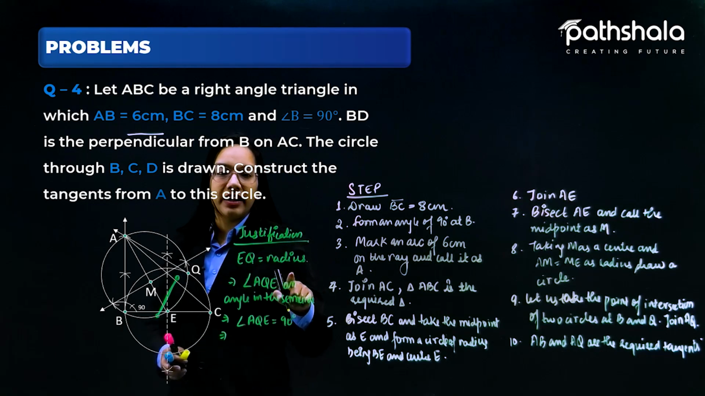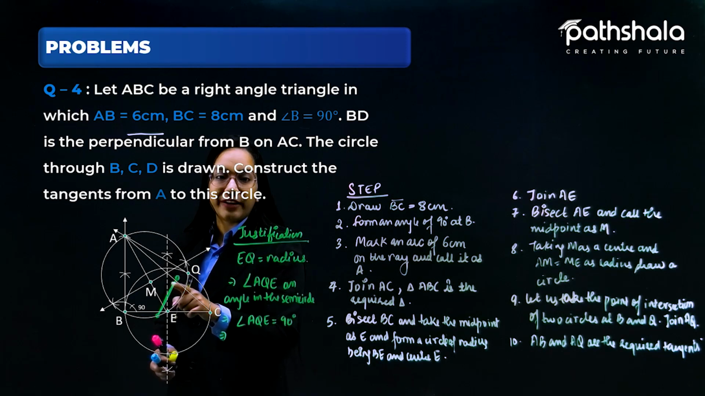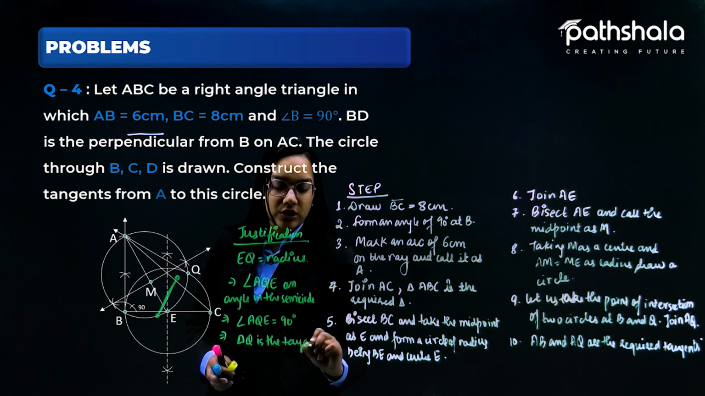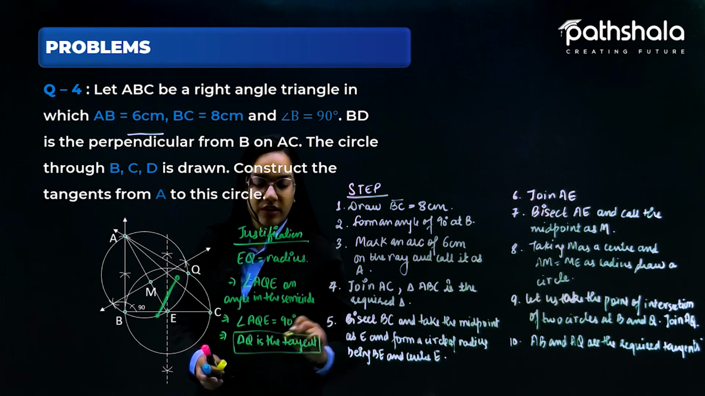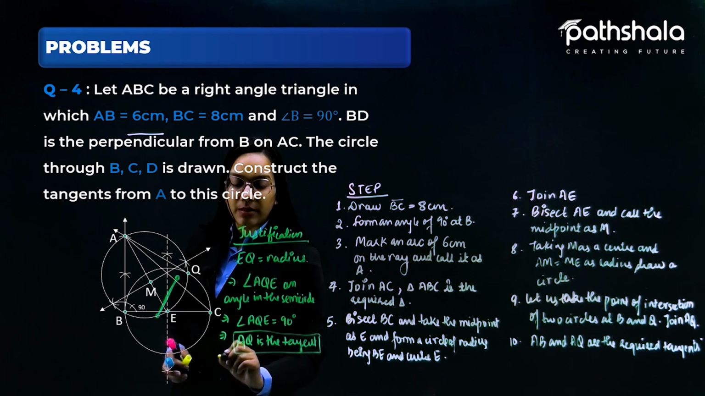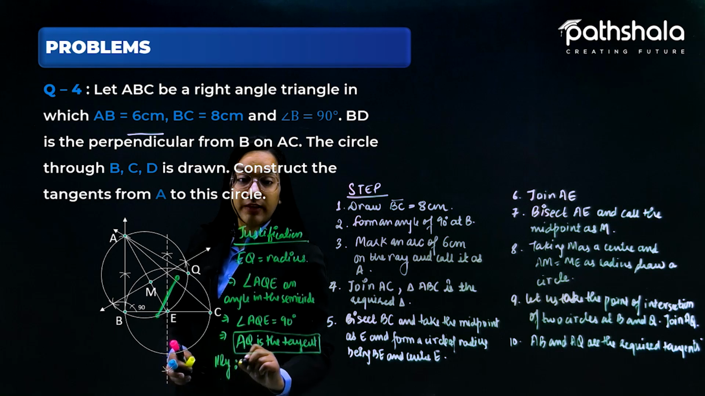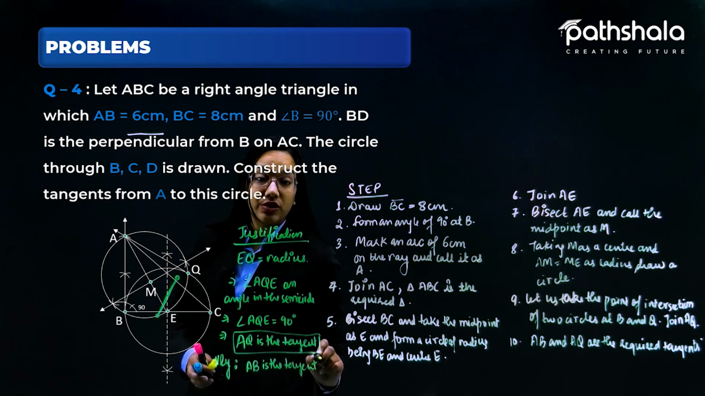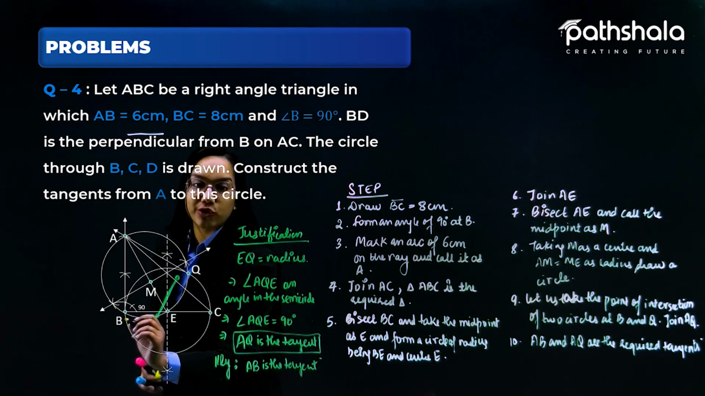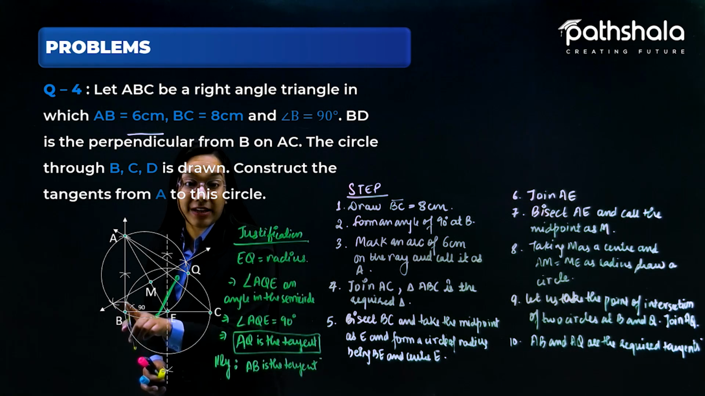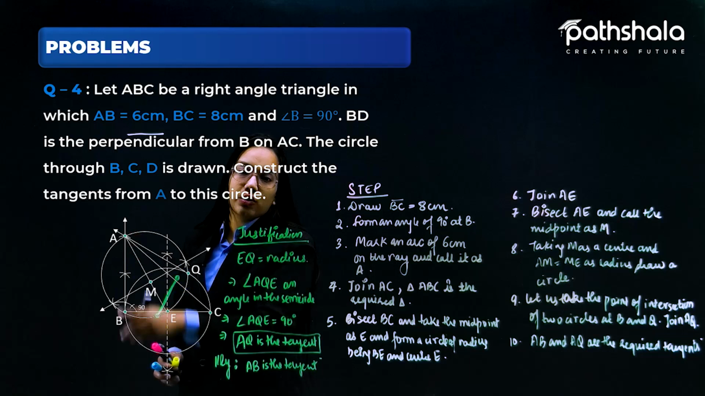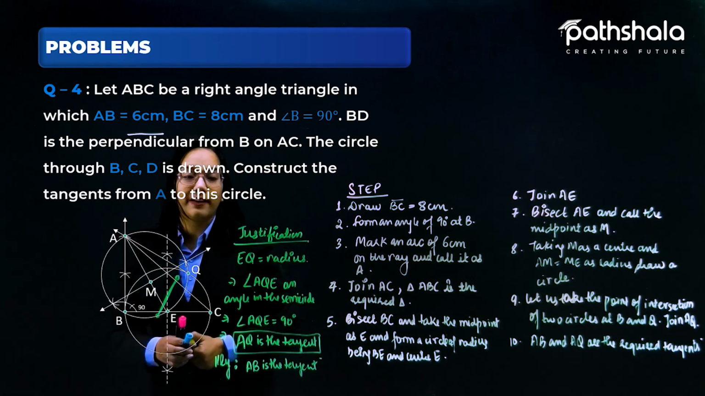And if EQ is the radius and this is an angle of 90 degree, it implies that AQ is the tangent, because a tangent is the one that makes an angle of 90 degree with the radius of the circle. So AQ is the tangent. Similarly we can say that AB is the tangent as well, because again if you join B and E, by construction we can see that this angle is 90 degree. So obviously this will be the tangent, because a tangent makes an angle of 90 degree with the radius of the circle.